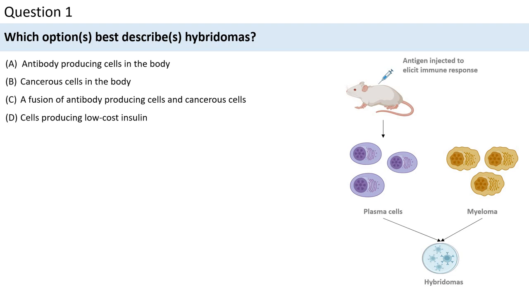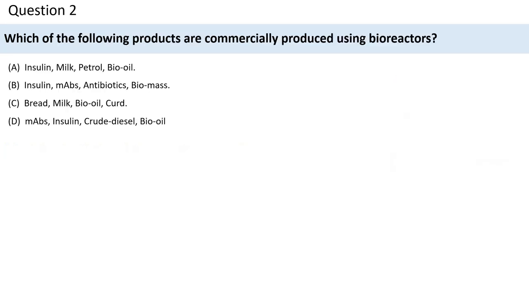So based on this, what we understand is that hybridomas are a fusion of plasma cells and myeloma cells. Plasma cells are nothing but what? B lymphocytes will be differentiated into plasma cells, and plasma cells will give off the antibodies. So these are antibody producing cells only. So hybridomas are nothing but a fusion of antibody producing cells and cancerous cells. So option C is the right answer.